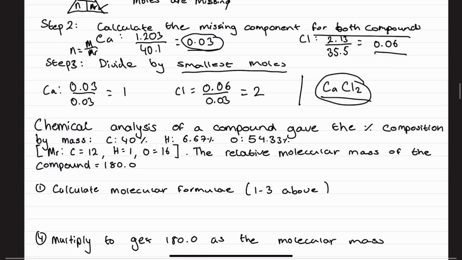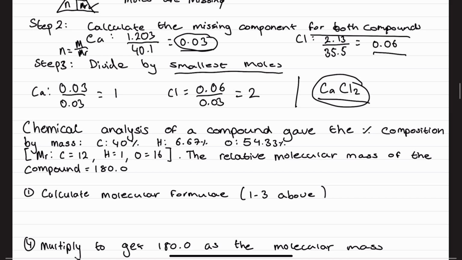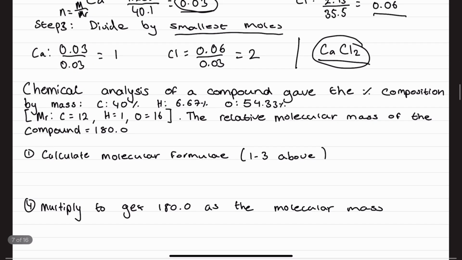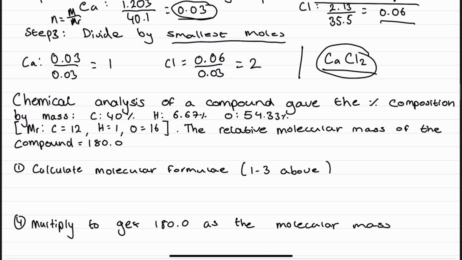Now, you can also, of course, be told to calculate the molecular formula. If you are told to calculate the molecular formula, there's a very specific additional piece of information in the question that is always given to you. And that is here at the end. The relative molecular mass of the compound equals 180. We'll come to why that's important, but just know that that is very specific for a molecular formula question.